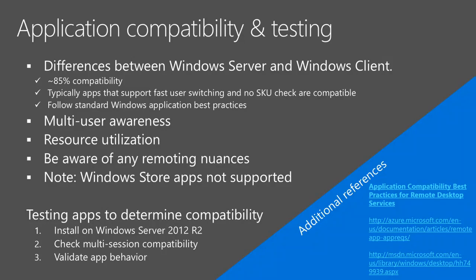Resource utilization. Applications, some of them might be hungry. They might use a lot of memory. They might use a lot of CPU. They might utilize other resources. Just be wary of that. You're in a multi-session environment. Beware of any remoting nuances. So good things that we've heard is like Outlook, sometimes the taskbar doesn't pop up, or Skype, the home version of it doesn't have the taskbar notifications. So there might be some remoting nuances within your application that you'll want to be aware of.